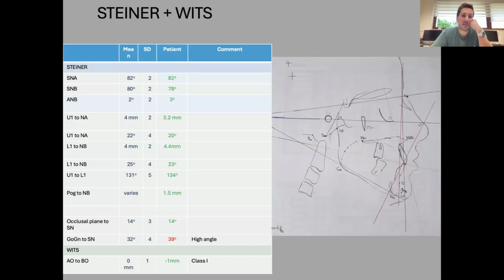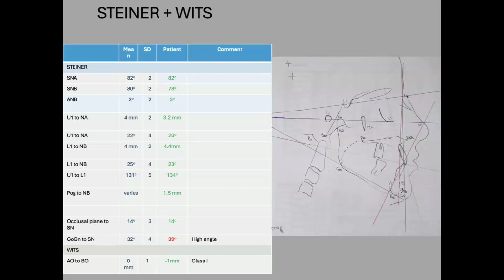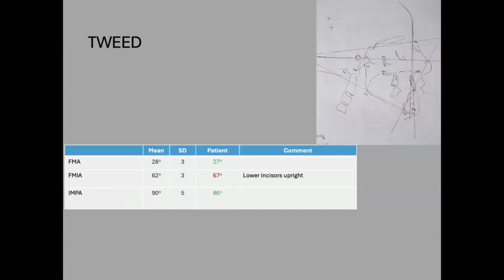Moving forward to the Steiner and Wits, again, most of the values were in the normal means, so it indicates that it is class 1. We can see, though, that the gonion-gnathion to SN is 39, which tells us there is a high angle, and which also indicates a class 1. And there's not much to see here.